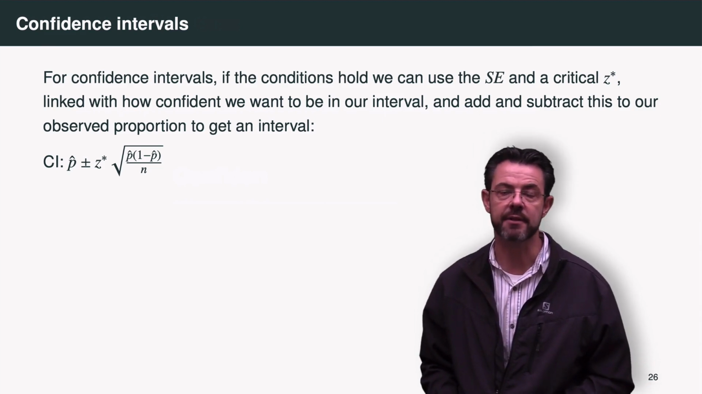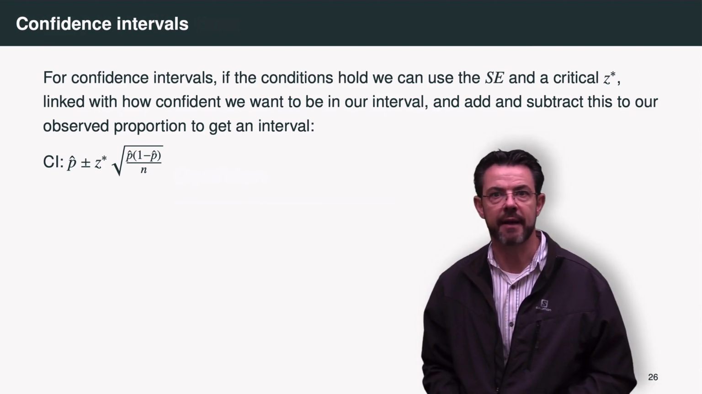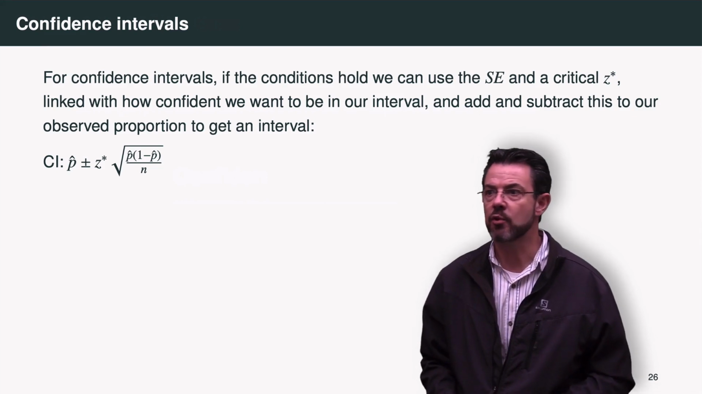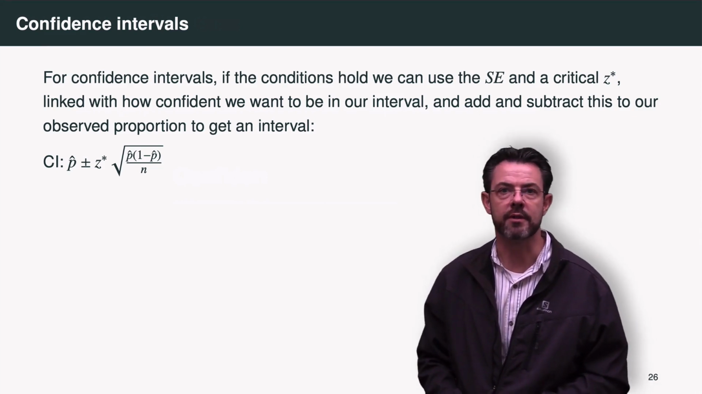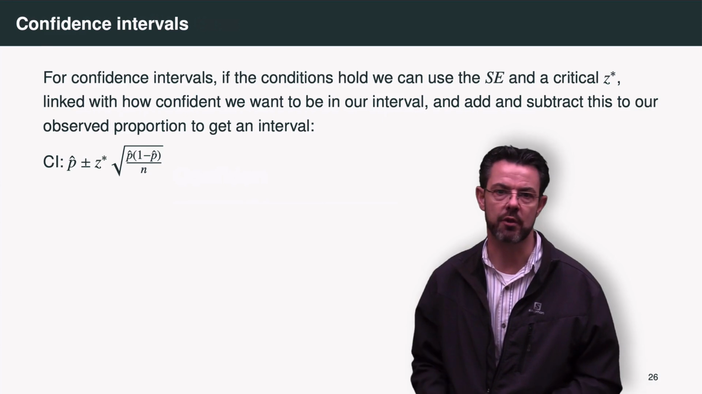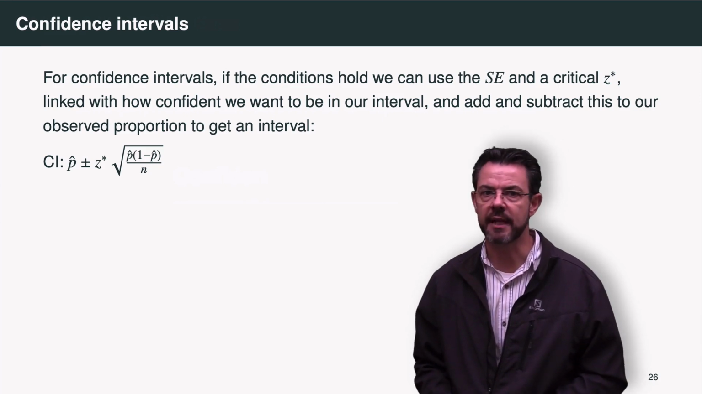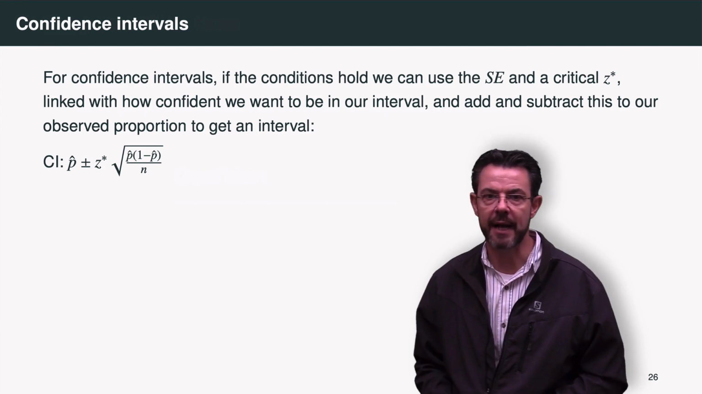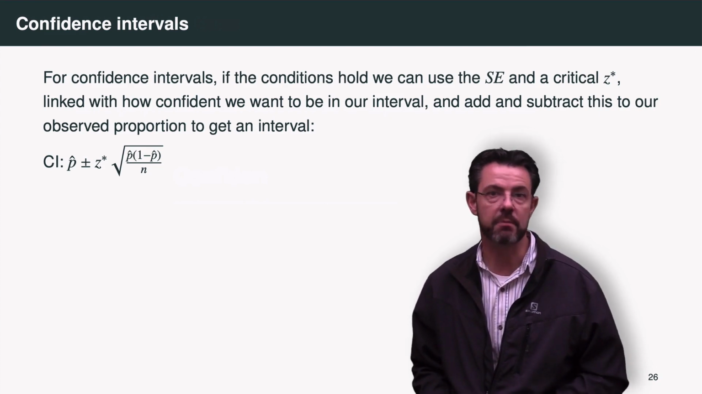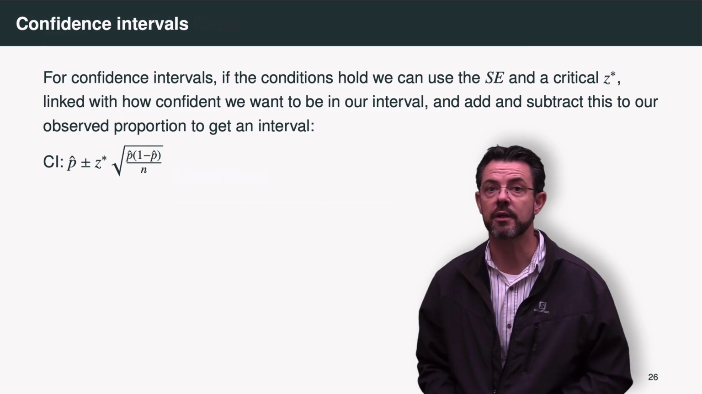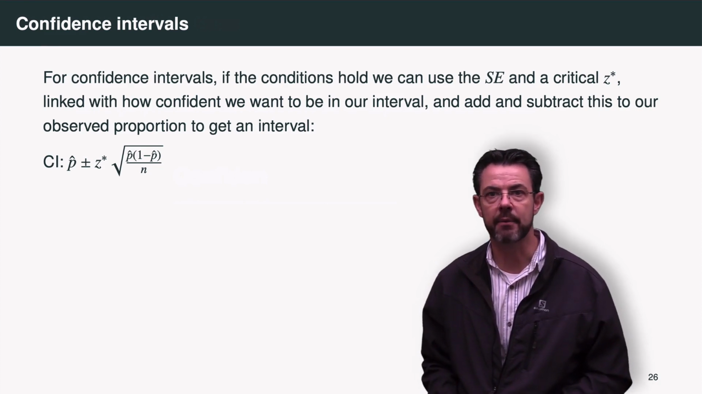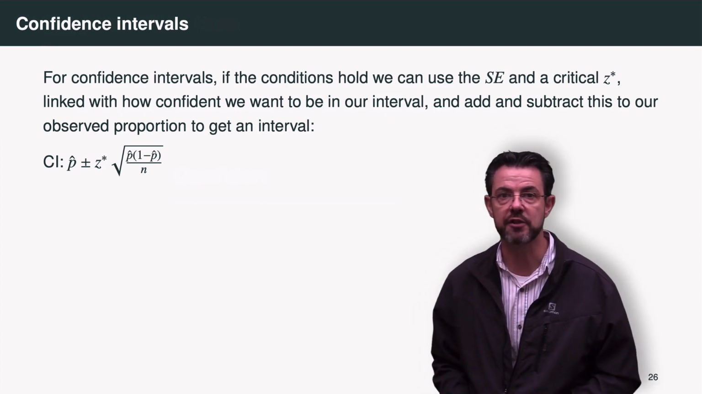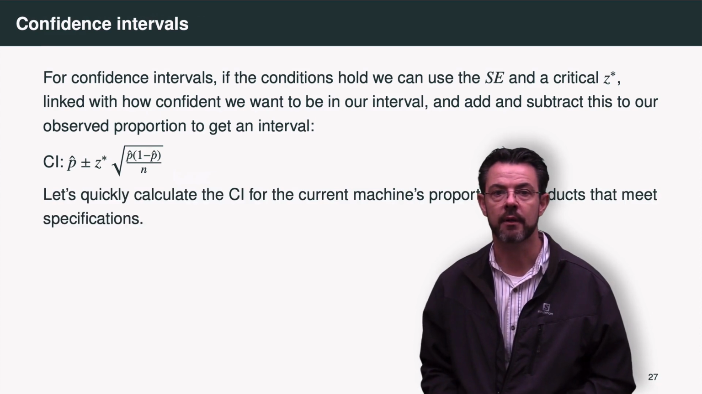So our confidence interval for the true proportion will be our sample proportion, p hat, plus or minus this critical Z value of ours, which relates to a Z value that is associated with, I want to be 90% sure, for example, or I only want to be 50% sure. So we take that critical Z value and we multiply it by the root of the fraction of sample proportion multiplied by 1 minus the sample proportion divided by the number of observations in our sample.